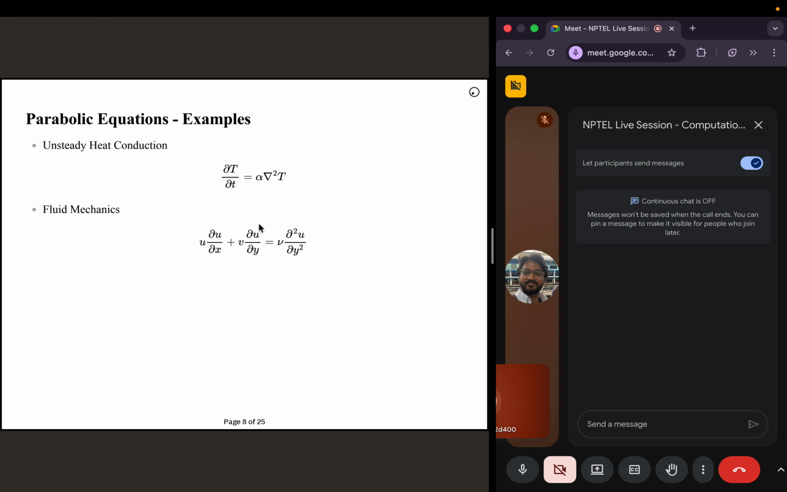Examples of parabolic equations are the unsteady heat conduction equation. The main theme of a parabolic equation is that any disturbance introduced anywhere in the domain will be spread throughout the space, but along the time dimension it will progress only in one direction. So we have a sense of directionality, unlike elliptic equations where the disturbance will propagate everywhere simultaneously. In fluid mechanics, the example is the classic boundary layer problem.